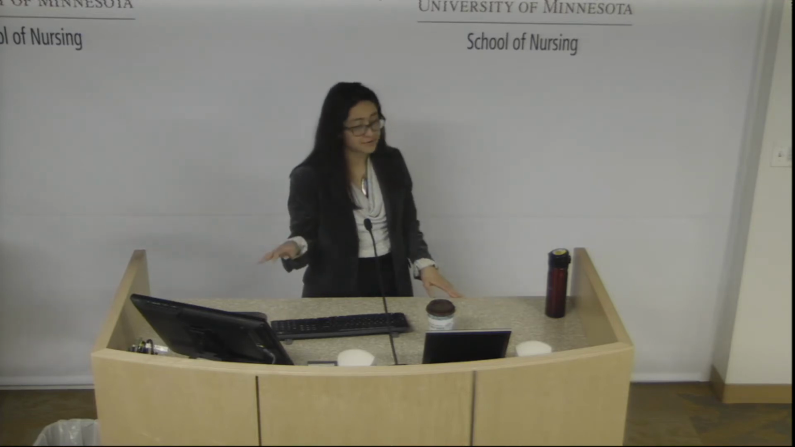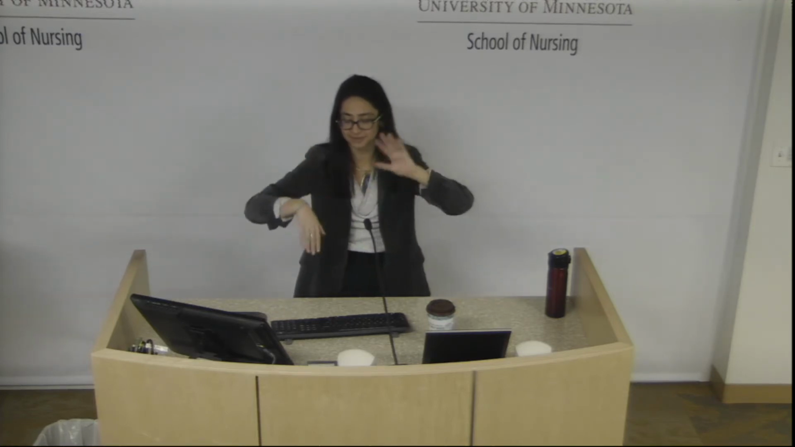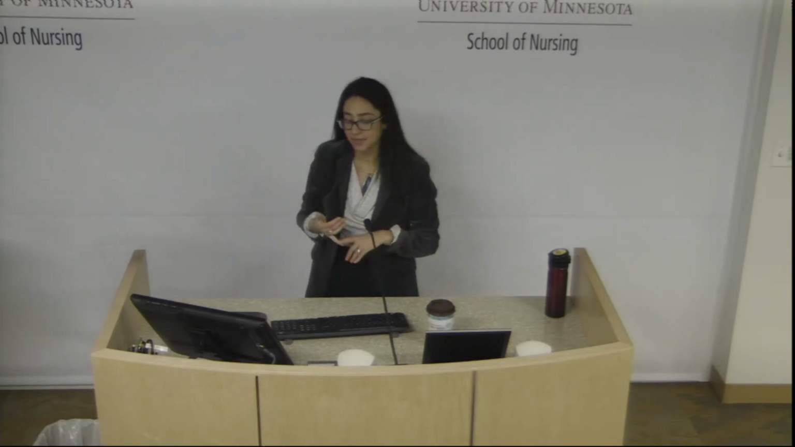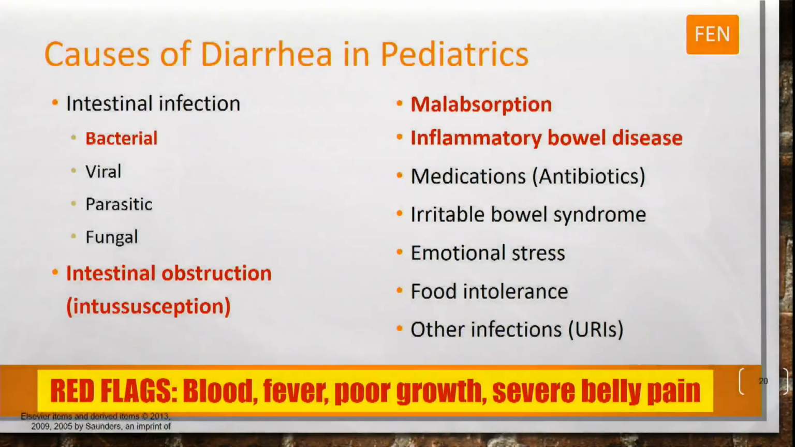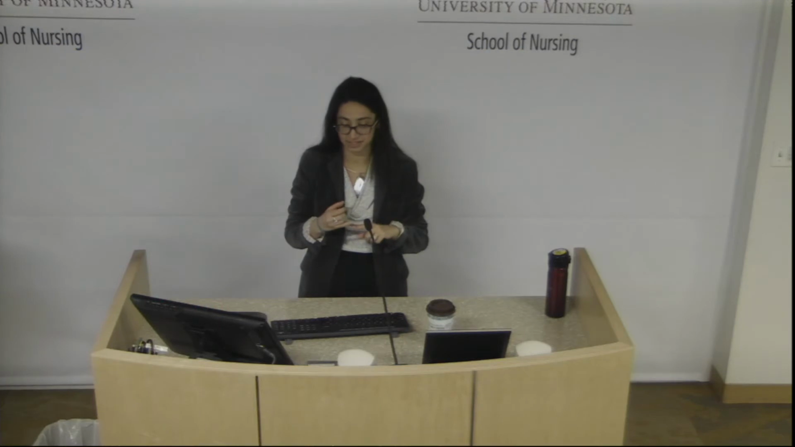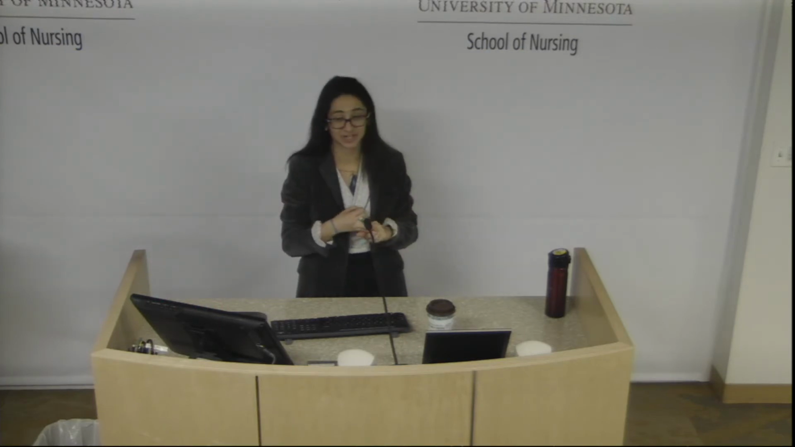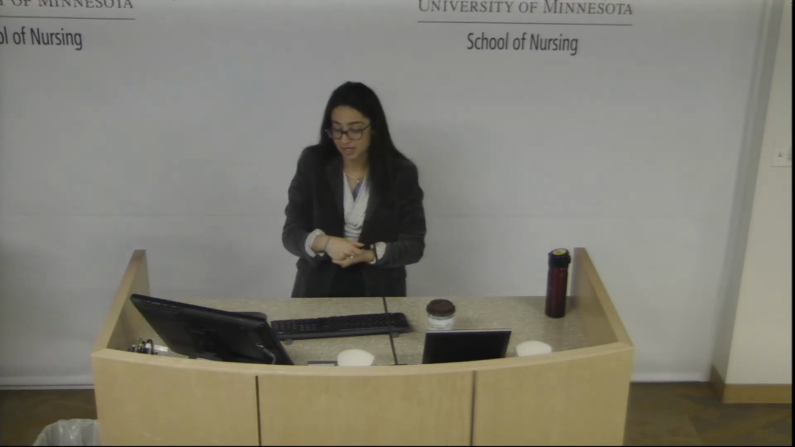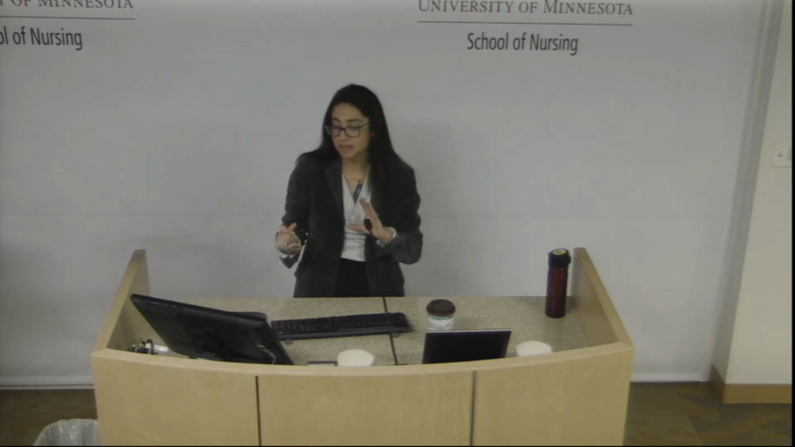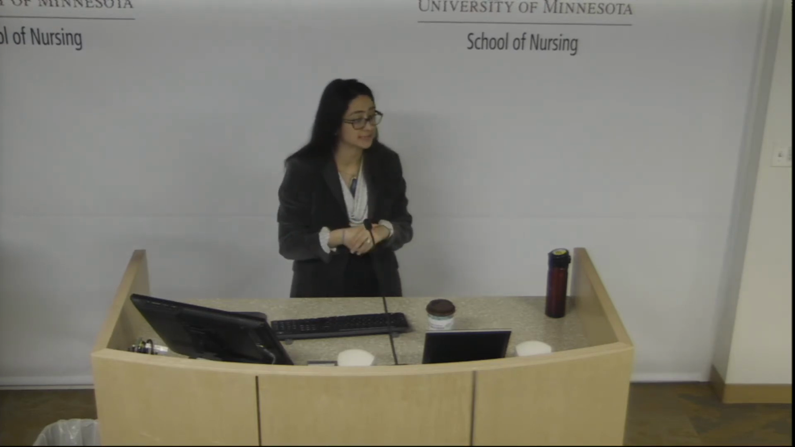So the causes of diarrhea, I wanted to run through. This overlaps between GI and FEN, but there are basically some big red flags that make me worried about scary causes of diarrhea, and I've listed them in red at the bottom. Blood in diarrhea can happen for lots of reasons, but oftentimes is a sign of any of the things in red here: bacterial infection, intestinal obstruction, which we'll talk about in the GI part, one common cause is intussusception, malabsorption, and inflammatory bowel disease.